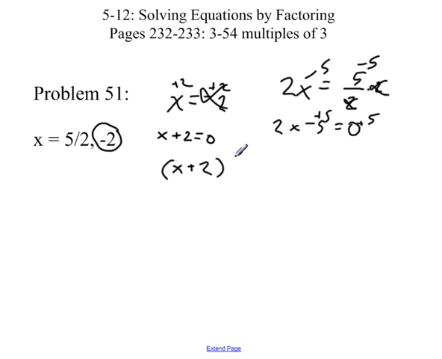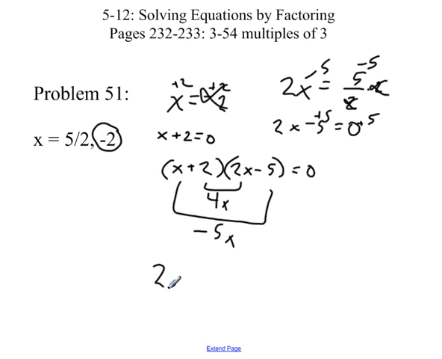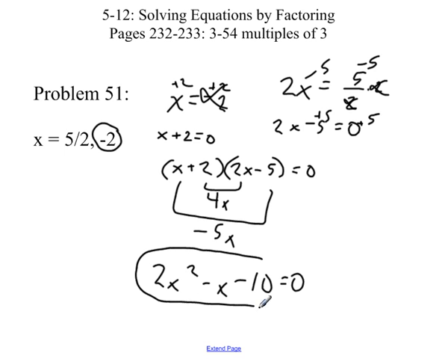Alright, I'm going to show that the rest of the way. So that is 2x minus 5. So when you FOIL that, you've got a positive 4x, you have a negative 5x. Your first term is going to be 2x squared minus x minus 10 equals 0. Right? If you need to FOIL that out the 4-step way, that's fine. But this would be your equation that you're looking for, problem number 51.